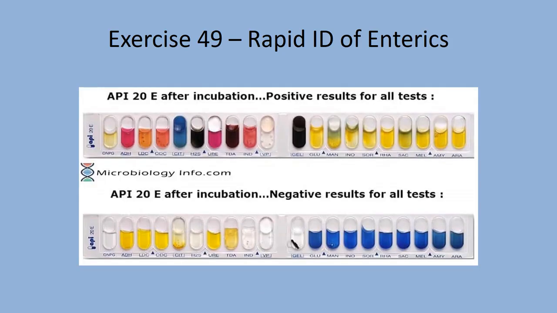And this is just another one of these types of rapid tests. It's an API strip. It's the same type of thing, only this one, the media is dehydrated in there, so you have to grow a culture. It's easy to grow it up in liquid broth, and then just put a drop in each one of these chambers. Once again, after incubation, you look and record the positives and negatives, which gives a number, and then look at your reference book for that as well.